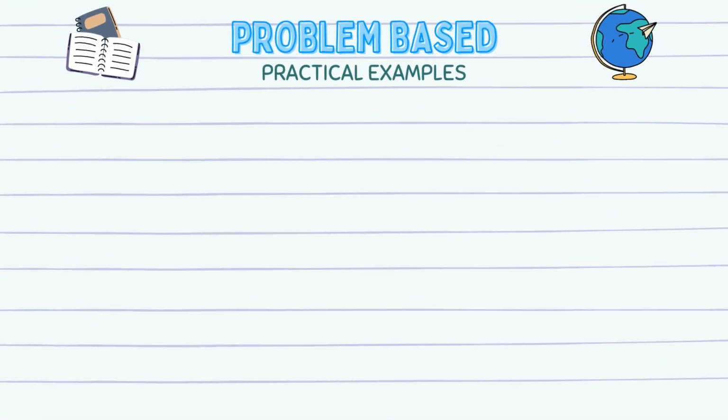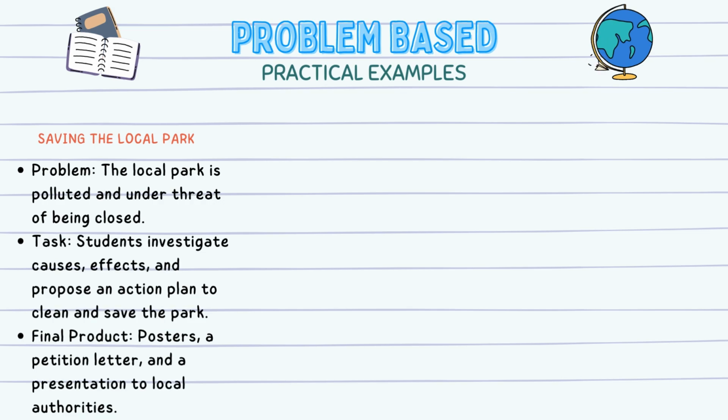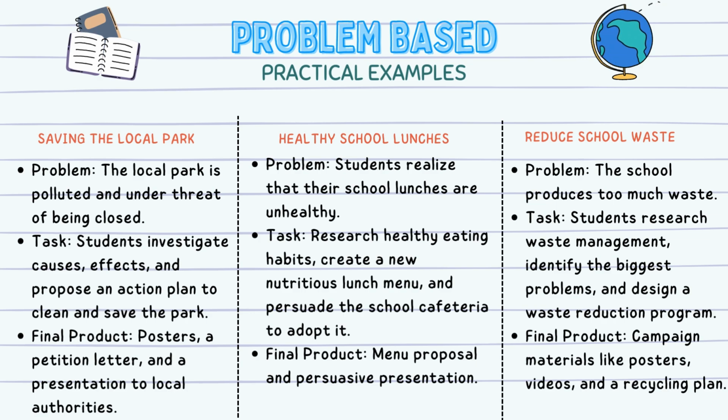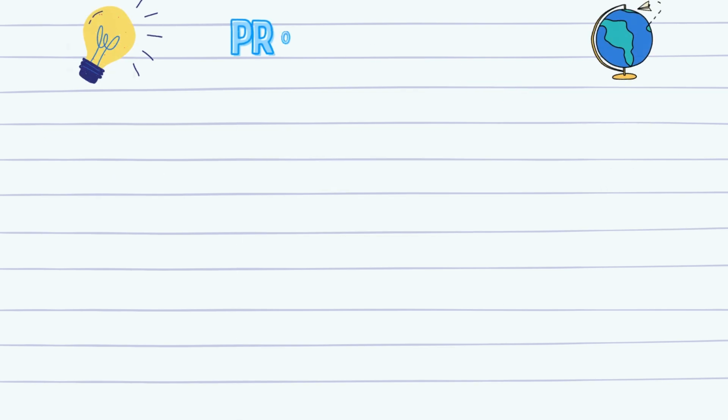Now I'm going to show you some practical examples that you can implement, and you can change and adapt as you want. The first one is called Saving the Local Park. The second one, Healthy School Lunches. The third one is called Reduce School Waste. All of them have the problem, the task, and the final product. You can add or change something if you want to do it.